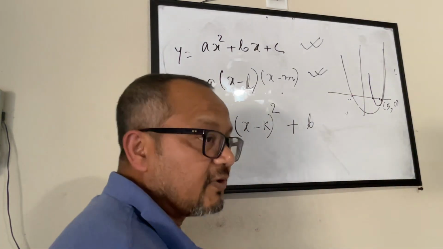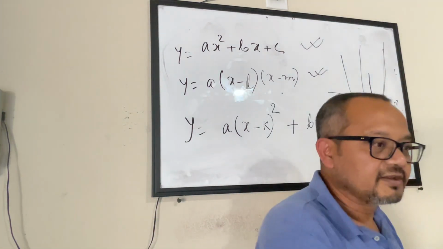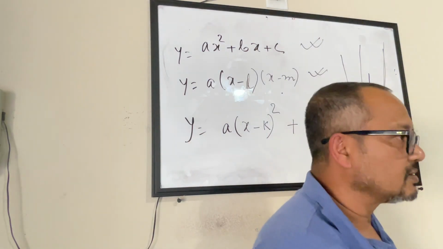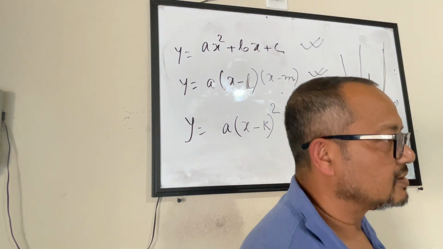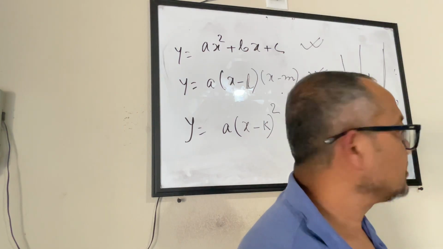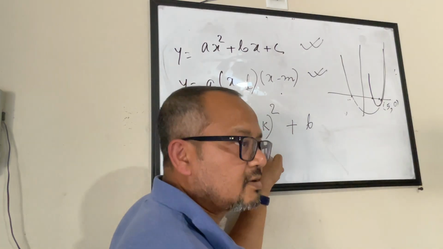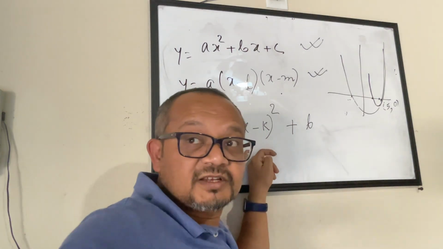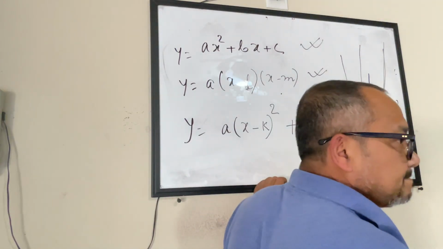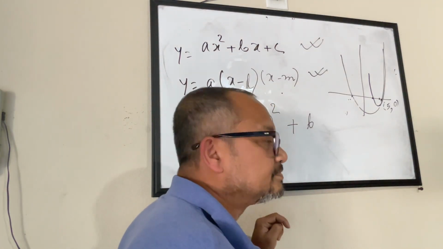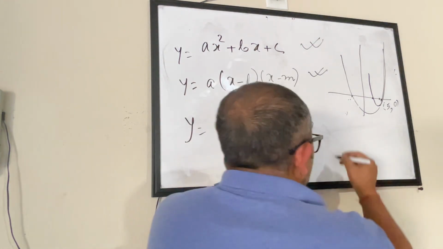This is called vertex form. This one shows where the vertex is, with x being what makes that part 0. Say k is -9, then you put x is 9 because that makes it 0. And then b would be the y of that vertex.